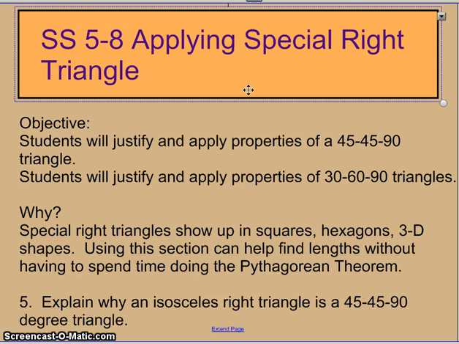Today we'll be talking about section 5.8, which is applying special right triangles. Yes, I did say special right triangles. So make sure you read the objective, make sure you read the why, and the number 5, make sure it gets answered in your notes for full 5-point credit.